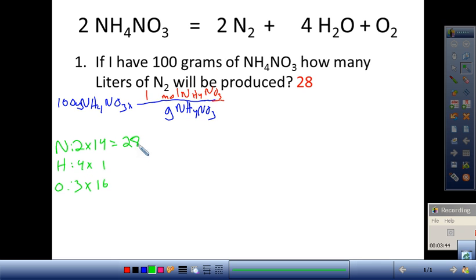And so I'm going to multiply across and add those 3 things together. That's my molar mass. I'm going to cross off my like units. Now I'm in moles of NH4NO3. I'm not done because I want liters of N2. So I'm going to carry this down here.